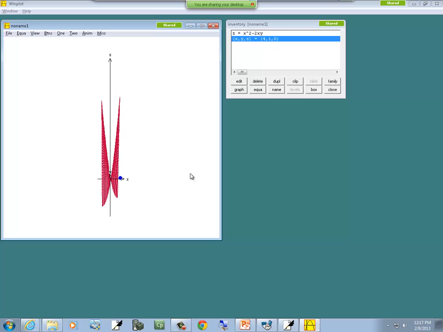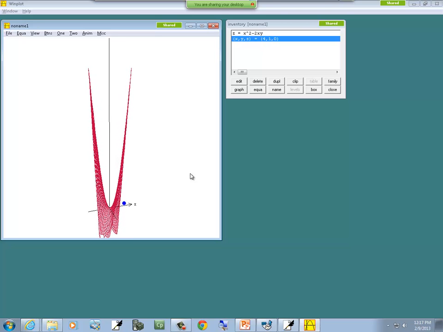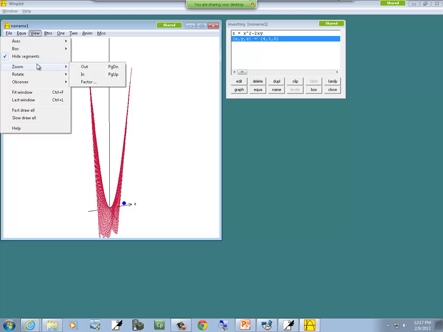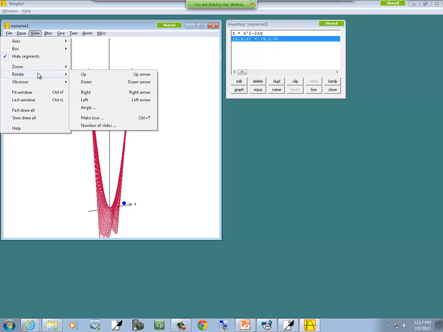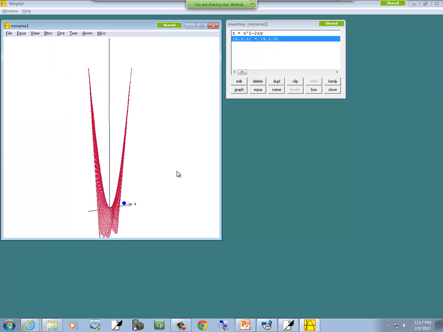Now see how our graph just stops there? That doesn't actually get... I wonder how I screwed it up. Zoom. View. Zoom. Page down, page up. Rotate. Up, down, left, right. Okay. Observer. In, out, far out. Insert, delete. I wonder what that does. Let me see.